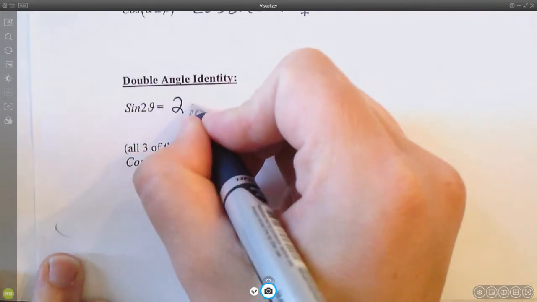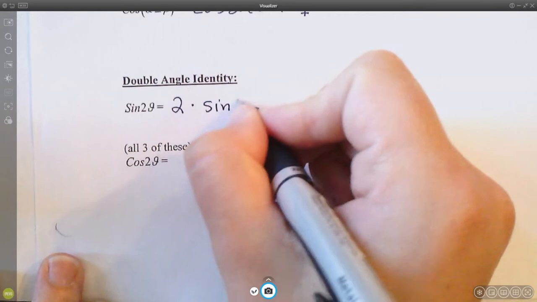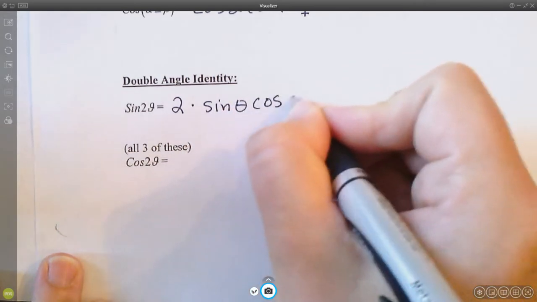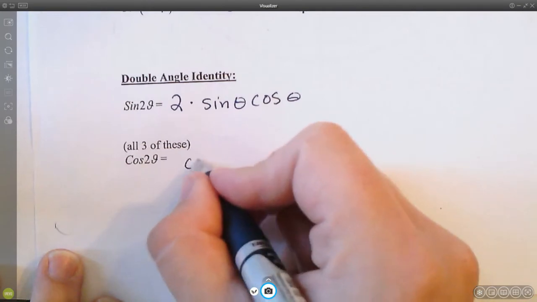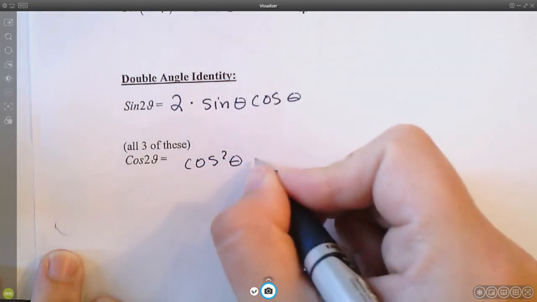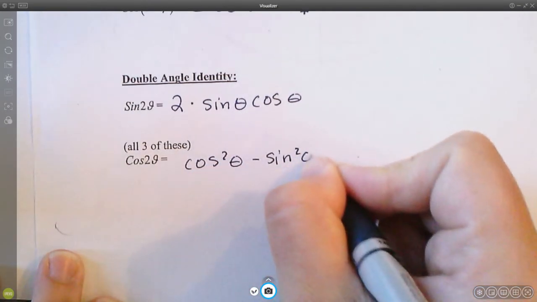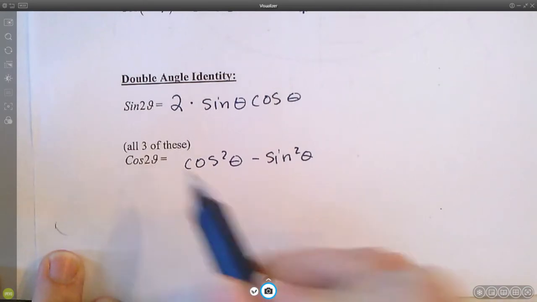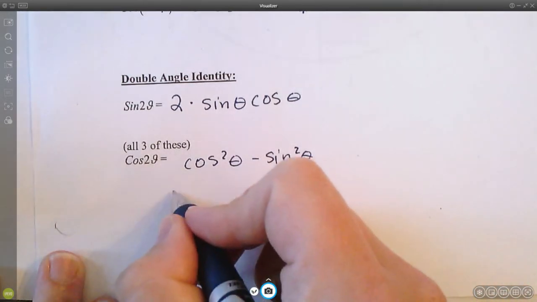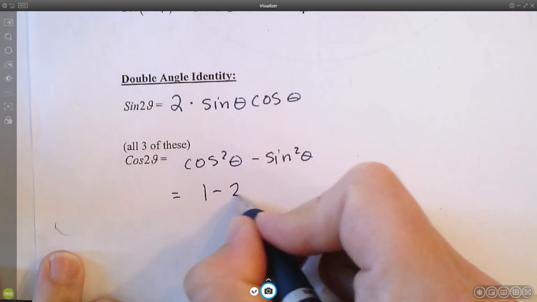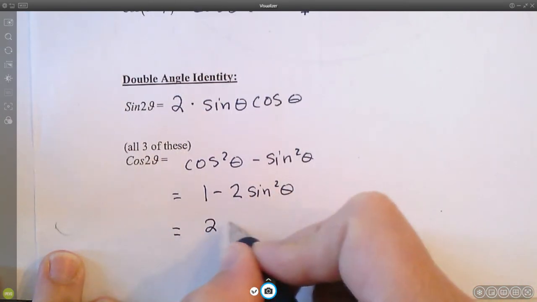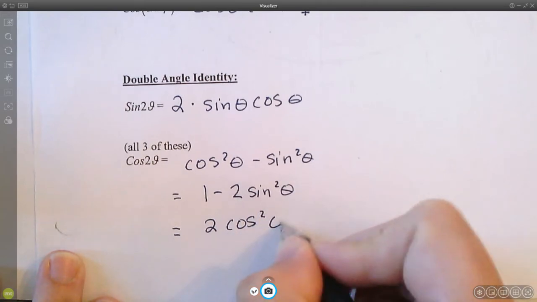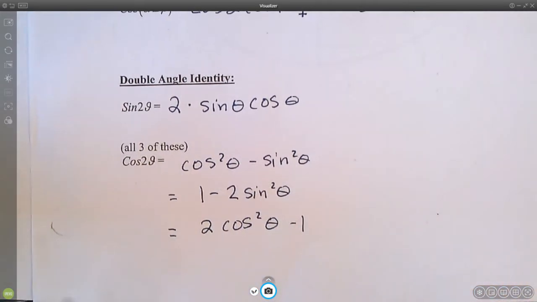So 2 times sine theta cosine theta. And then this one, there's 3 of these. So we have cosine squared theta minus sine squared theta. That's equal to cosine 2 theta. We also have 1 minus 2 sine squared theta. And we have 2 cosine squared theta minus 1.